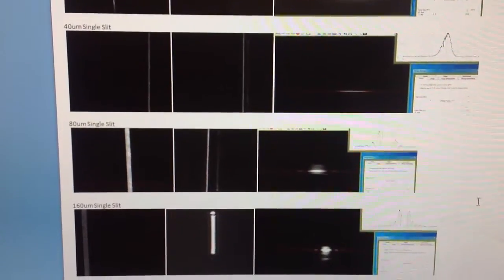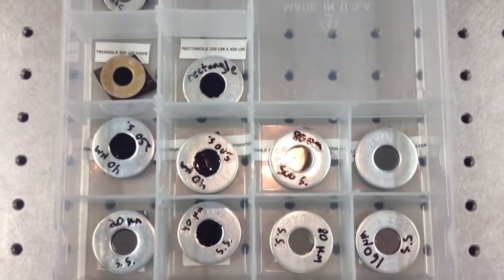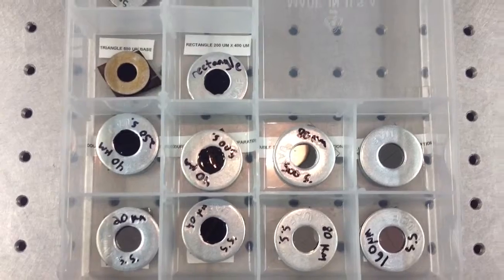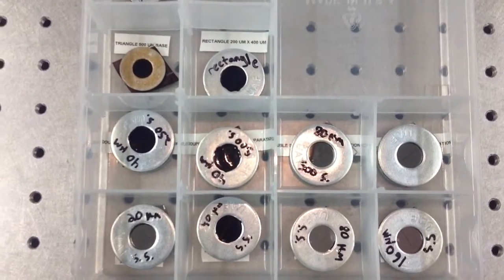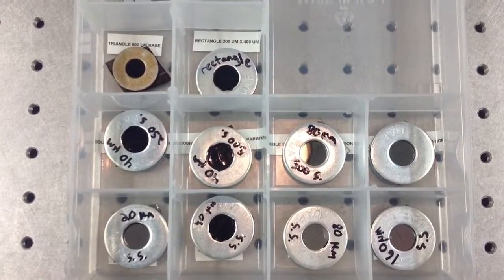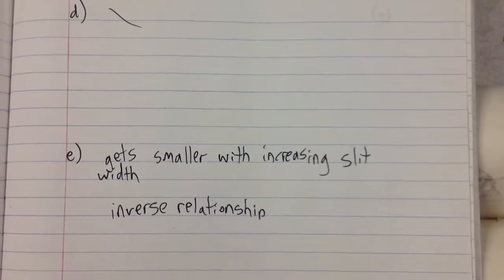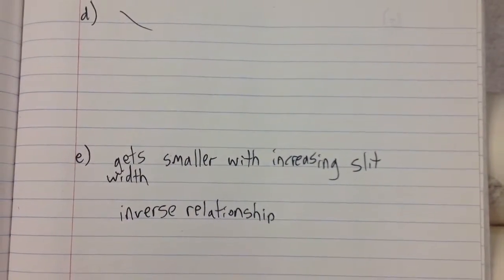For each single slit aperture, from left to right, we have an image of the aperture, an image of the Fresnel region, and an image of the Fraunhofer region. The vertical image of the slit in the Fresnel region collapses and becomes horizontal as you move out into the Fraunhofer region. The Fraunhofer image is a Fourier transform of the aperture, and its intensity is described by a sinc function. The Fraunhofer pattern gets smaller with increasing slit width. It has an inverse relationship.